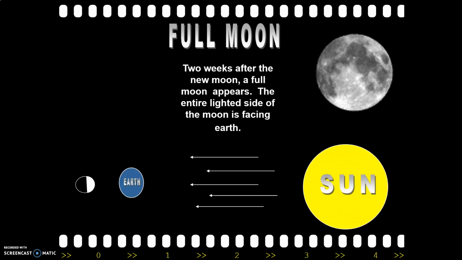The next phase is the full moon. 2 weeks after the new moon, a full moon appears. The entire lighted side of the moon is facing Earth. And we also get where the sun, the earth, and the moon form a straight line. With a full moon, the earth is in the center.